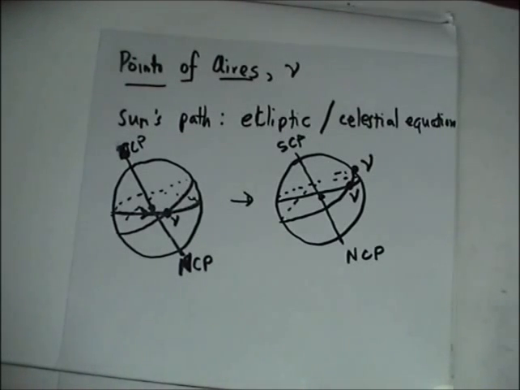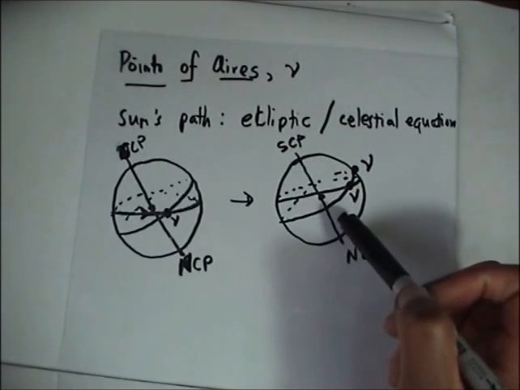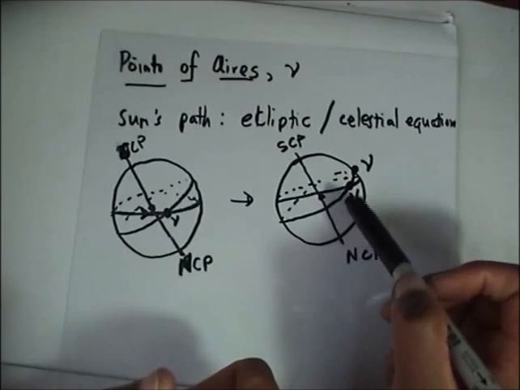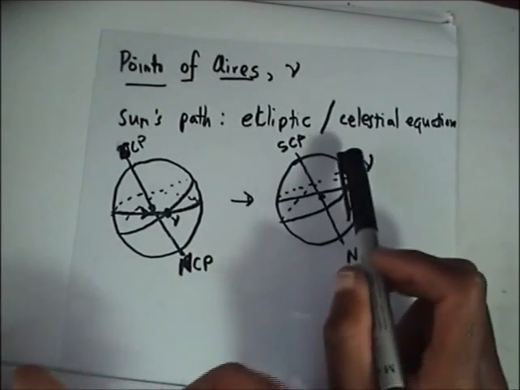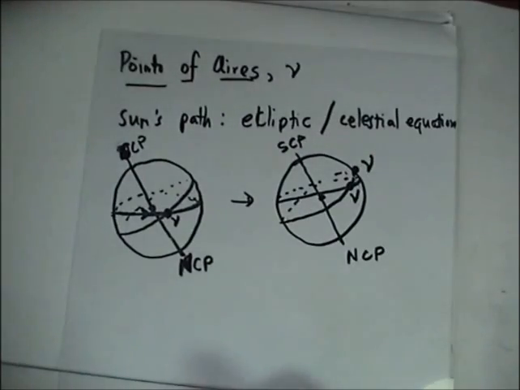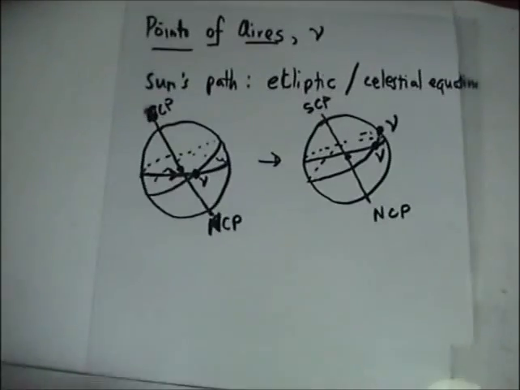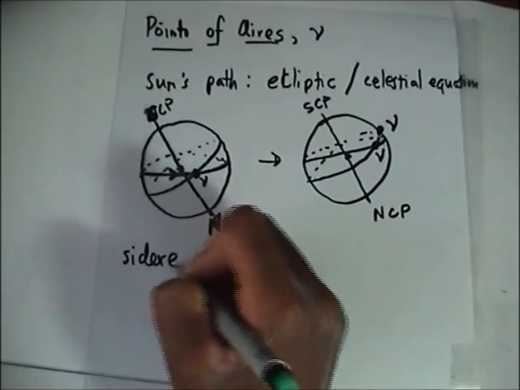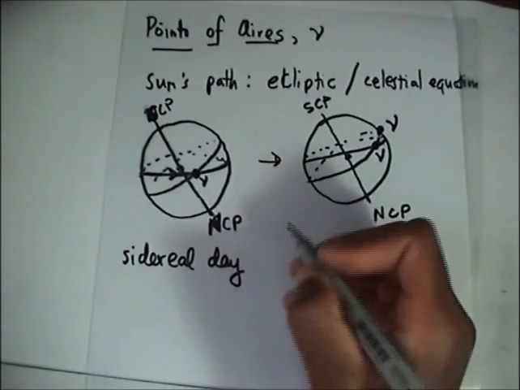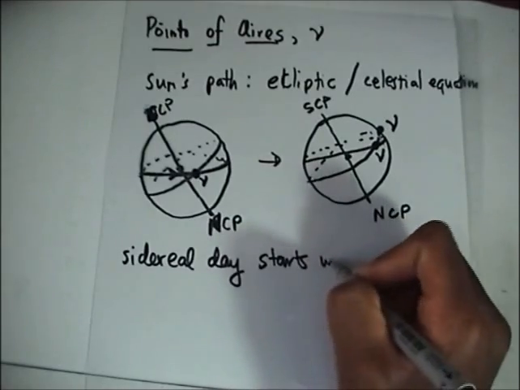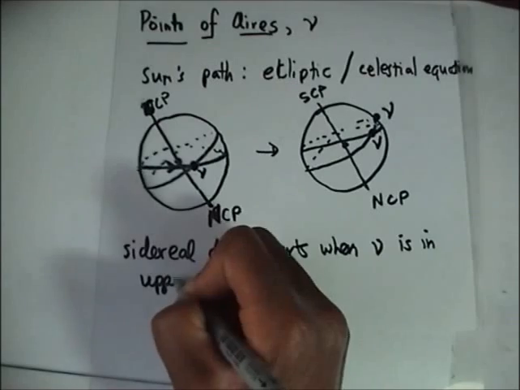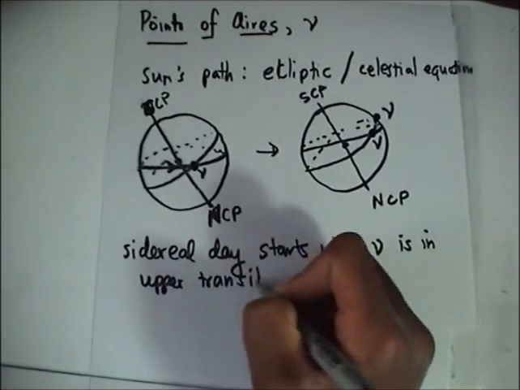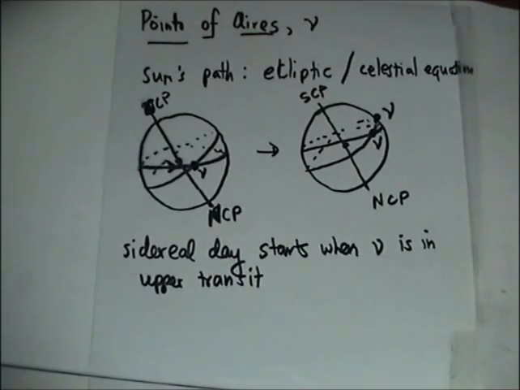That is when the sidereal day starts. Those who measure sidereal day will say, oh, where is V? V is almost at upper transit, so get our clocks ready. When V just touches upper transit, when it's crossing the celestial meridian, then we start our clocks and say the sidereal day has started. So sidereal day starts when V is in upper transit. That's when sidereal day starts, when V is in upper transit.